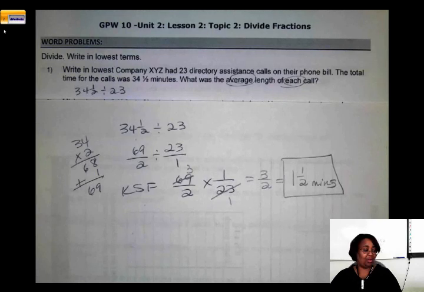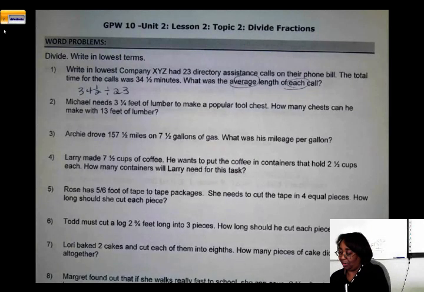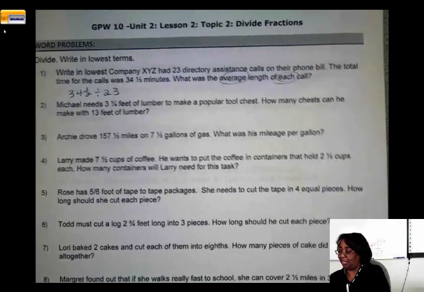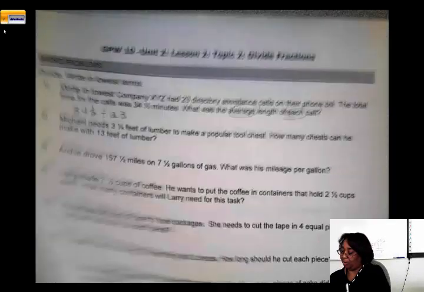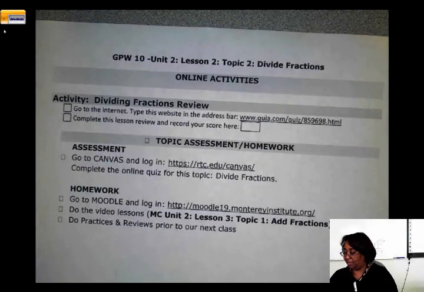So you guys need to start working on these, and then let me know if you get stuck on any. Okay. All right? If you get stuck on any, it probably won't be until you get to the word problems. But work on the packet. Let me know which ones you need me to do for you.